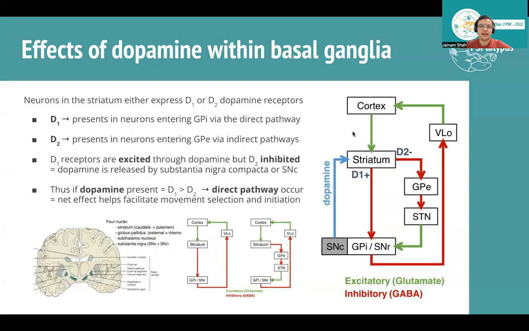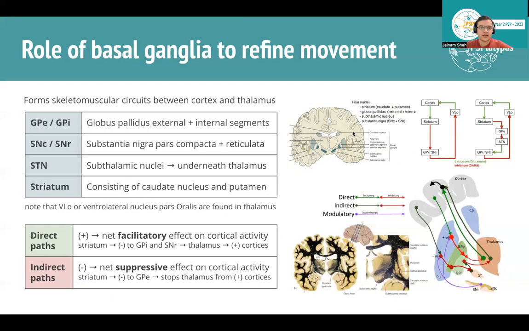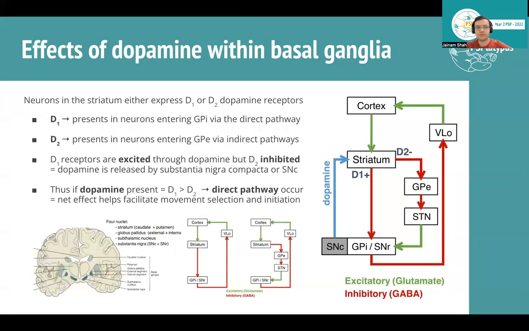And how does dopamine play into this? Note that neurons within the striatum, so remember the striatum is the caudate nucleus as well as the putamen, contain D1 and D2 dopamine receptors. Now the D1 are essentially present in neurons that enter into the GPI pathway. So it's going to be the direct pathway, so net facilitation. And the D2 receptors are going to be present on neurons that enter the GPE. Those are mainly going to be the indirect pathway, so net slowing down of motor functions.